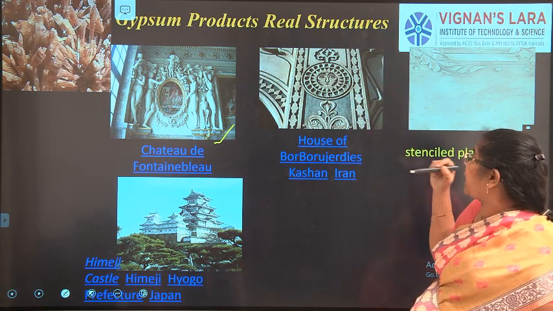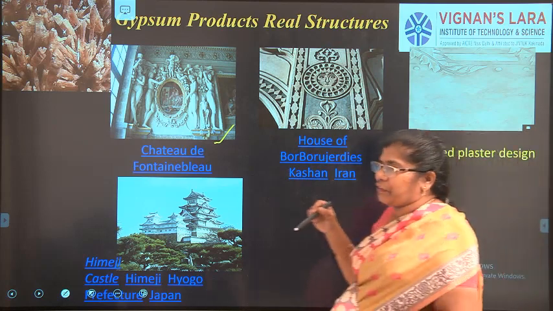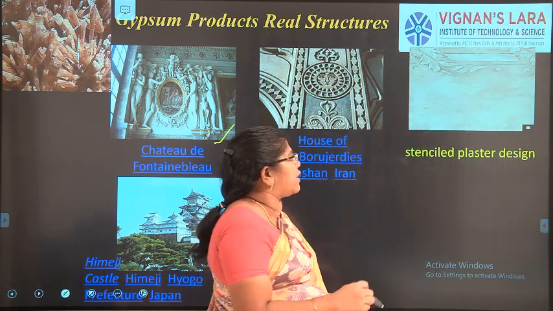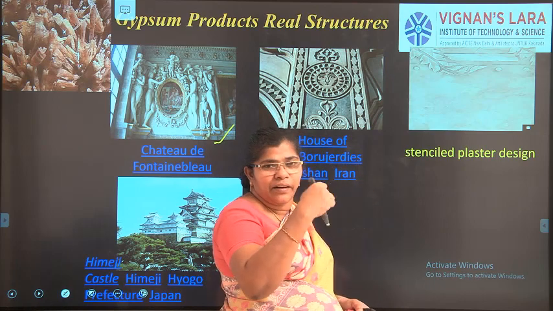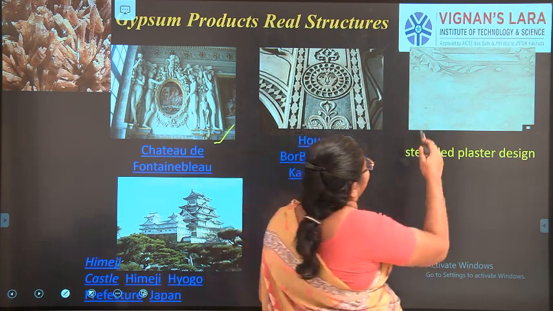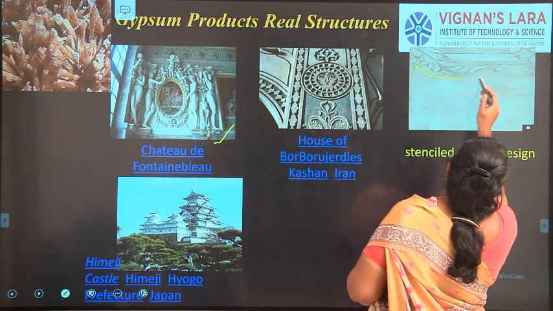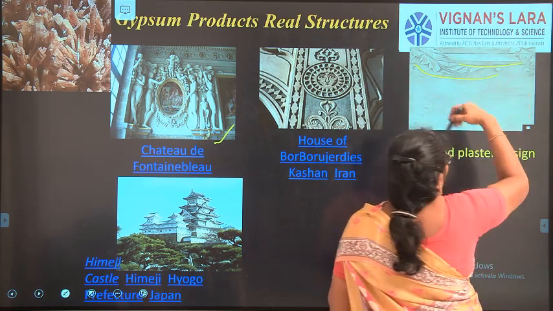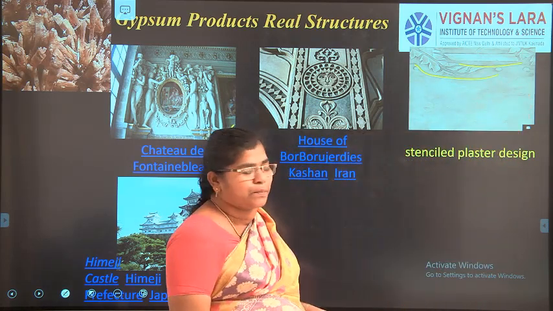You can see the different colors in it. And this is from the 15th century. This stencil is a drawing, a painting. It is there, you can see. Here there are small things made up of gypsum powder and gypsum boards.